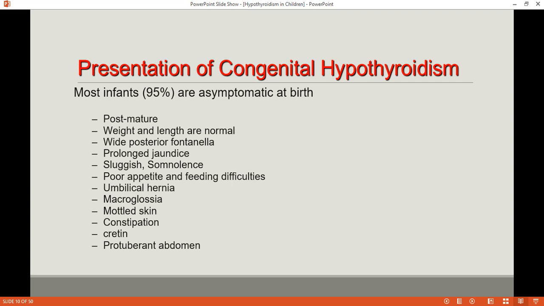Then umbilical hernia is common in hypothyroidism. Macroglossia means an enlarged tongue. The tongue is large and protruded outside the mouth. Then mottled skin, constipation, cretinism. Cretinism means congenital hypothyroidism with mental retardation. And a protuberant abdomen, the abdomen is distended. The patient may have constipation and may have an umbilical hernia. So all these features may be present after birth. Okay. Next.